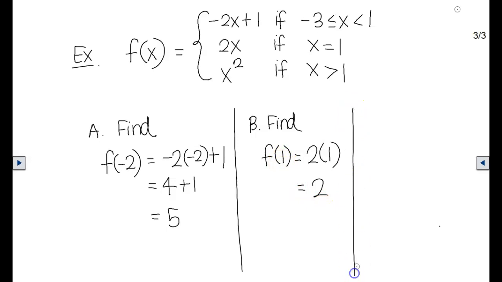But I want you to notice how you're only using one piece. One piece. And you determine which piece by looking at your input number and seeing which domain it fits. All right, f of 4.